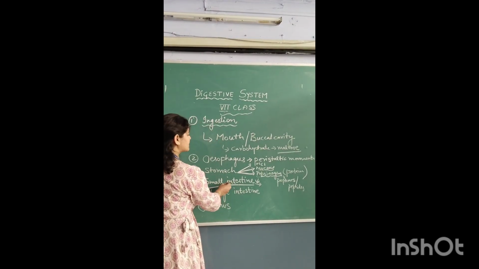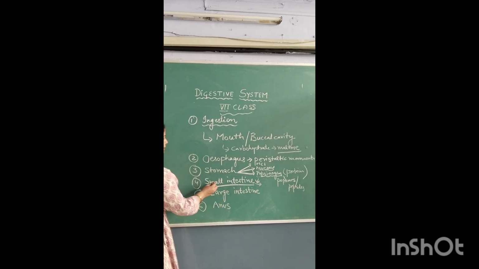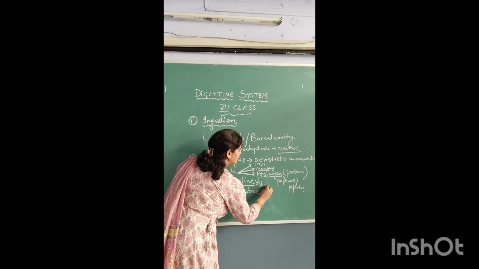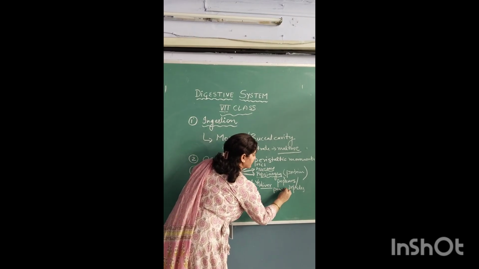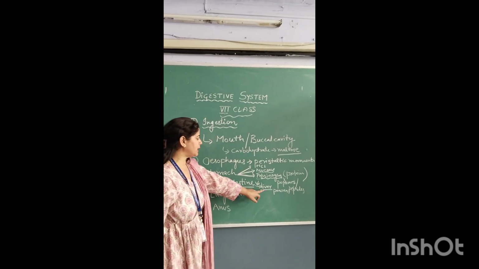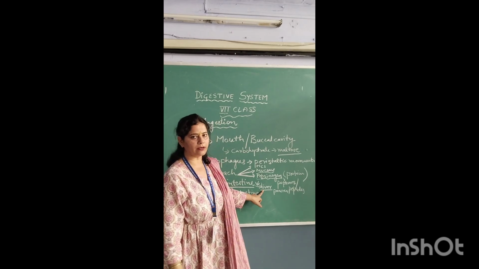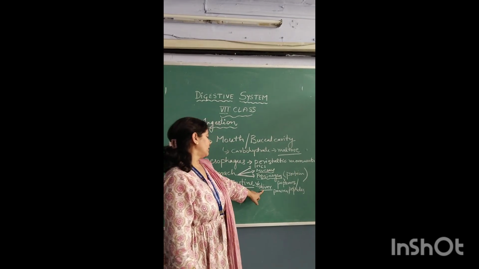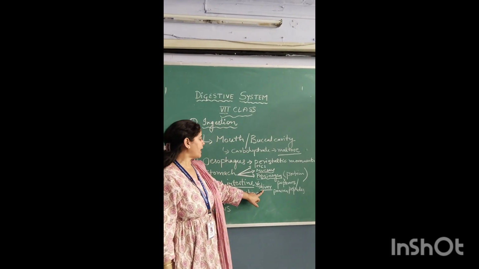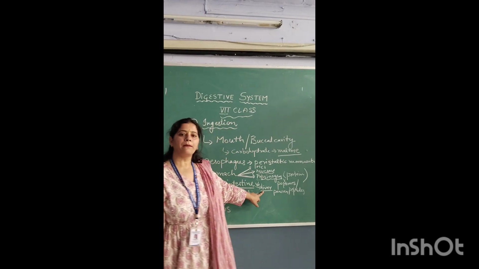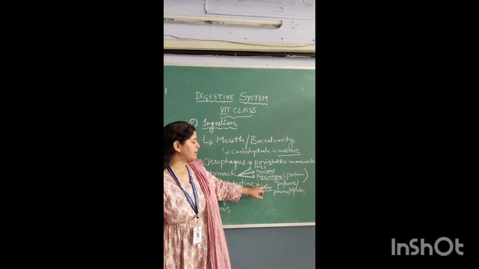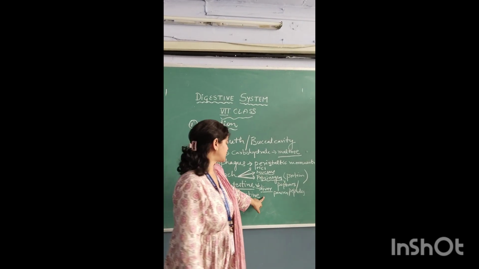So small intestine receives secretions from where? From 2 parts, liver and pancreas. Now liver secretes bile juice which is temporarily stored in gallbladder, and with the help of bile juice the large fat molecules, globules, break down into smaller ones, and bile juice also makes the medium basic.